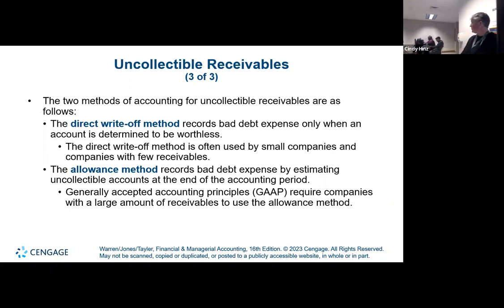Well, all those steps I just described probably take a little while, maybe at least a few months. And so under the direct write-off method, it violates the matching principle, because the expense does not end up in our records on our income statement in the same period as the revenue. That's why the direct write-off method is not acceptable under GAAP, because it violates the matching principle. But it is what we use for taxes.